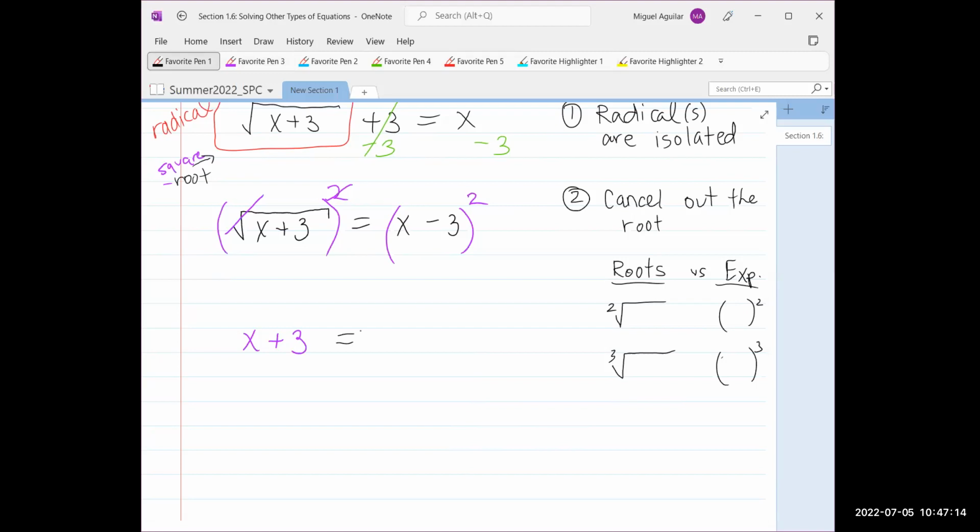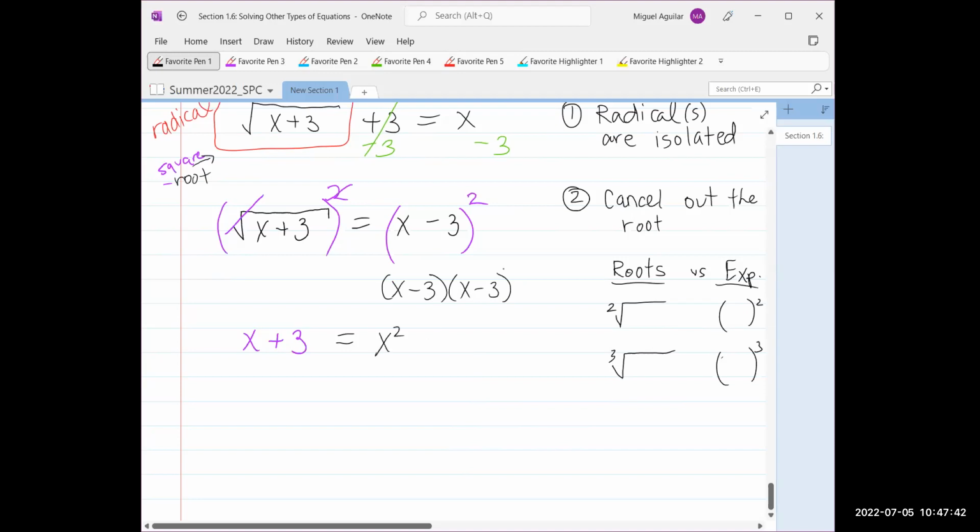X minus 3, that entire polynomial is now being squared. Can we simplify that expression? Well, sure we can. If we remember our definition for exponents, we could say that this is the same thing as x minus 3 times x minus 3, right? Yes. So if I multiply that out, I should get x squared.